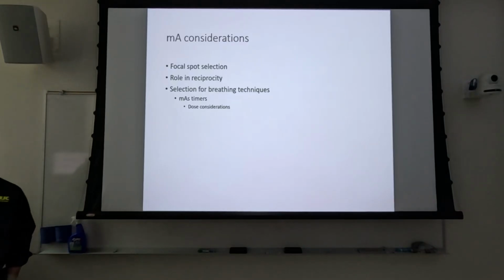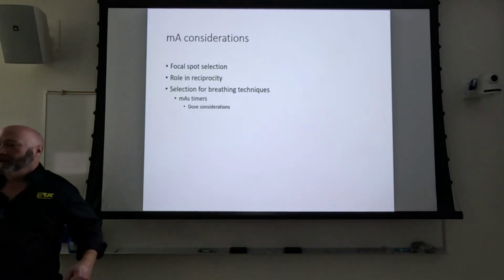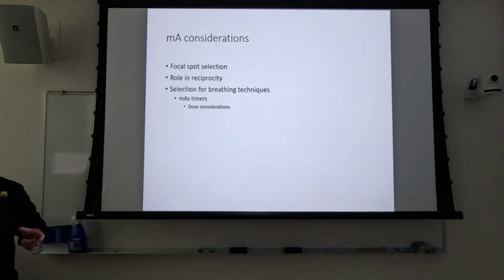Portables, very good. Portables, right. So with portables, what you have is a fixed mA station. So when you're adjusting your mAs, what you're adjusting is your time. So it's a 100 mA station, so you're actually adjusting time. So how do you shoot a breathing technique for a portable lateral T-spine? What are you going to do?